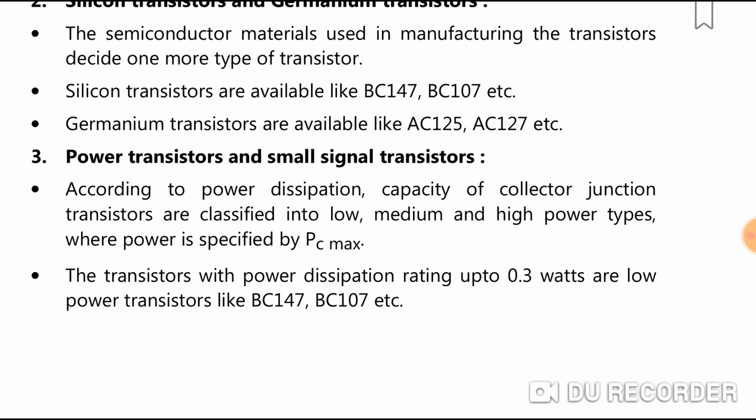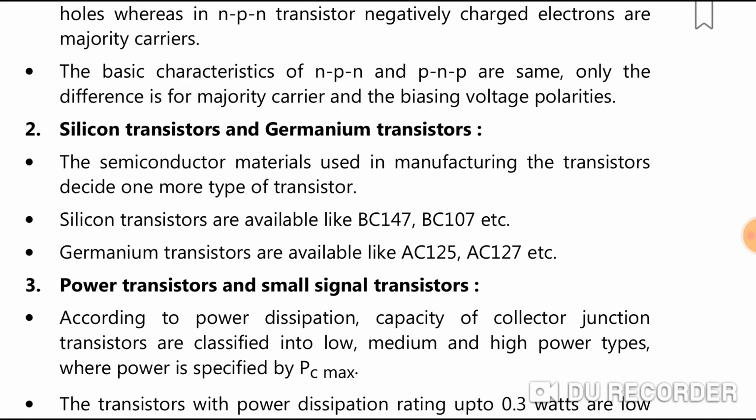Now the power transistors and small signal transistors. According to the power dissipation capacity of the collector junction, transistors are classified into low, medium, and high power types, where power is specified by PC max. Transistors with a power dissipation rating up to 0.3 watts are low power transistors, like BC147, BC107.